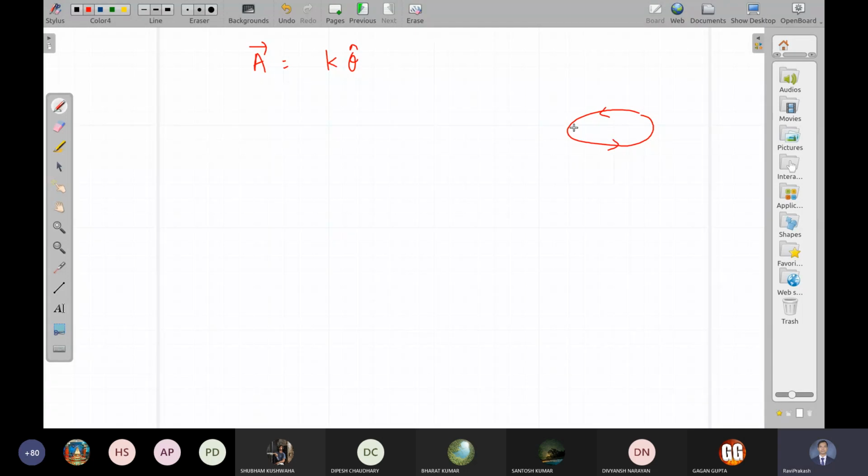What kind of current produces this kind of vector potential? So obviously currents are making a circular loop. It is clear that whatever the current is, it is also in a circular loop. What kind of current is this? What kind of distribution does this current have?